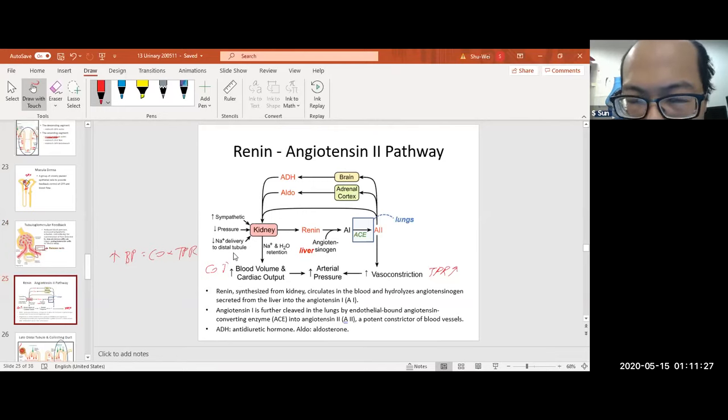And as we showed before, to trigger this reaction, there are three stimuli. One is the sympathetic reaction. We know that if the person is sympathetically activated, it can trigger the kidney to produce renin. Another one is low blood pressure. We learned this in the cardiovascular system, that if the blood pressure is low, the kidney can detect it, release renin, and then have the consequence to bring back the blood pressure: TPR increases, CO increases, blood pressure increases.